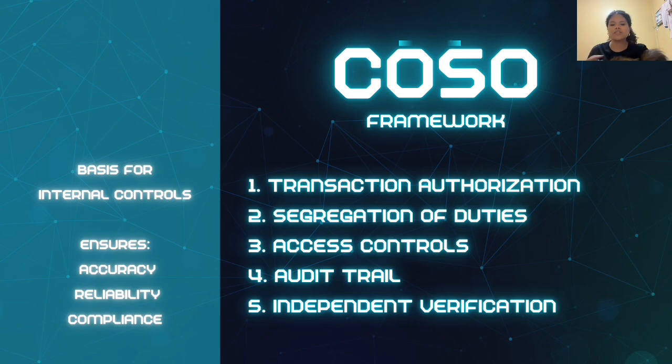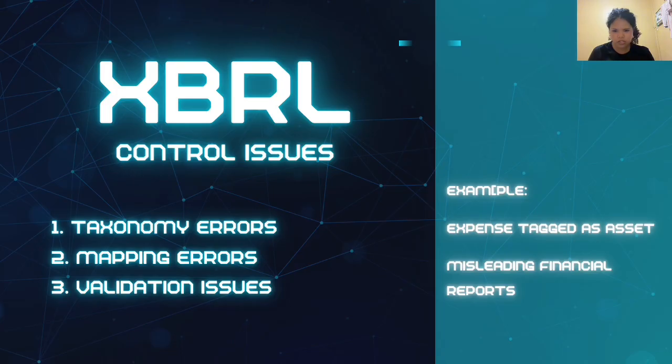Next is the independent verification, where the FRS generates key reports such as the journal voucher listing and the general ledger change report. These reports help verify the accuracy of entries and the effects of transactions on accounts. So with XBRL there are advantages. However, there are also internal control issues. It improves reporting, but it also introduces new risks, such as taxonomy creation errors, where incorrect taxonomy design can lead to misclassification of data. There are also mapping errors, where wrong mapping between accounts and tags may result in misstated financial reports.